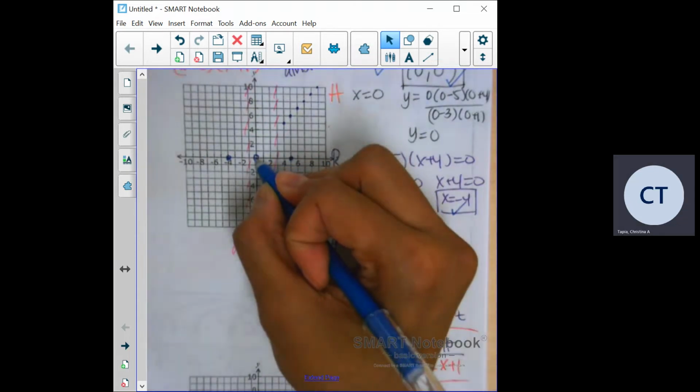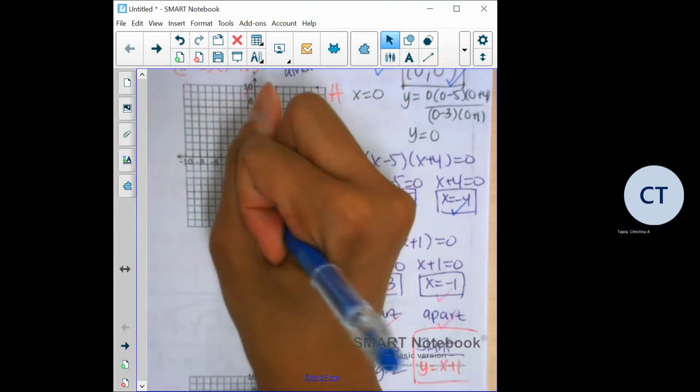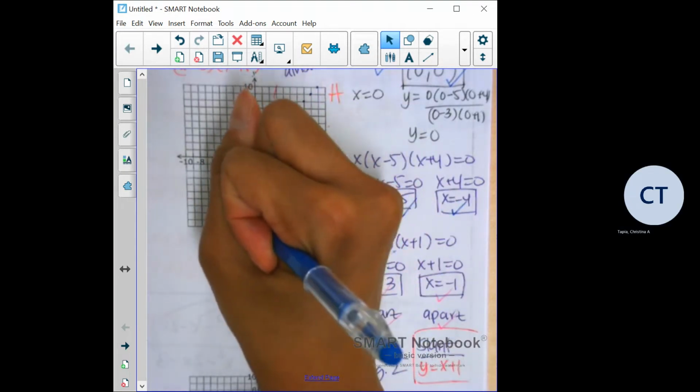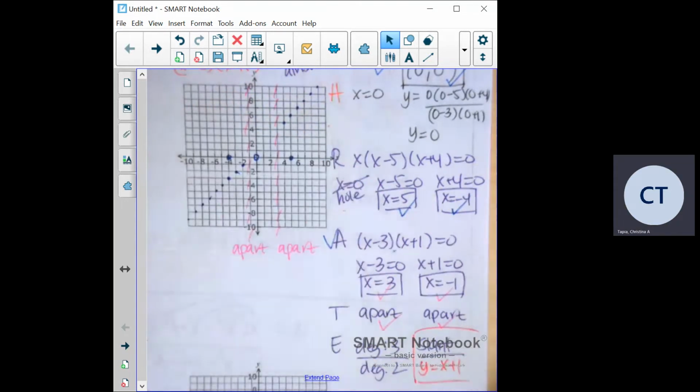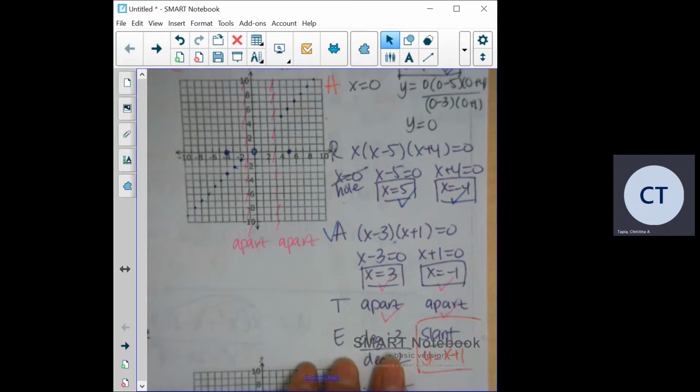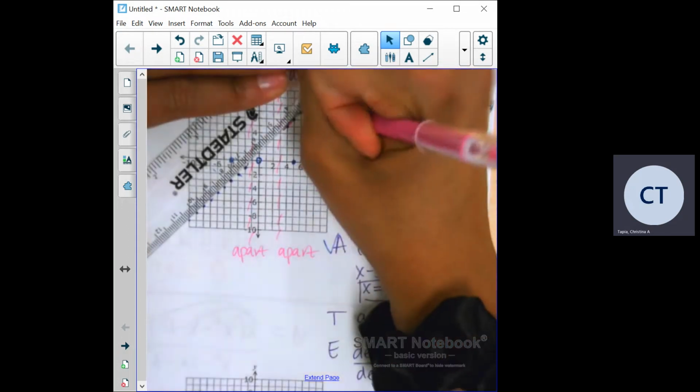From 1 again, I'm going to go down to the left, down to the left, down to the left. And I'm going to graph this line for me. I'm going to graph it in pink because that's what color I chose for my asymptotes. I just wanted you guys to see what points I was using. And since this is a slant asymptote, I'm going to dash this line.